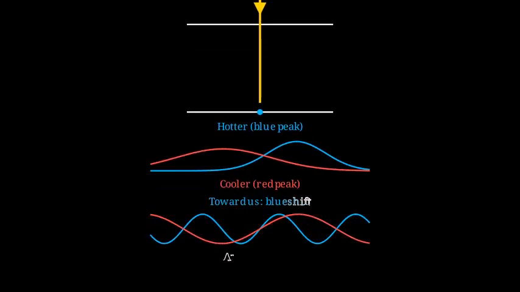The Doppler effect tells us motion. If a source moves toward us, the wavelength is compressed, giving a blue shift. If it moves away, the wavelength is stretched, giving a red shift. By measuring the shift in spectral lines, we find an object's radial velocity.